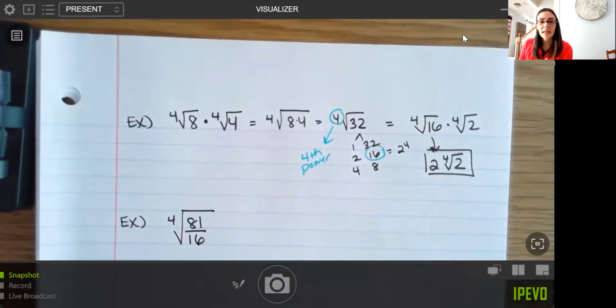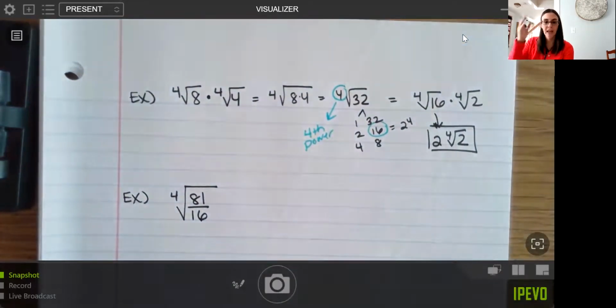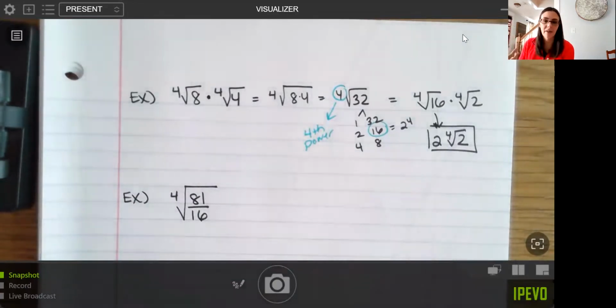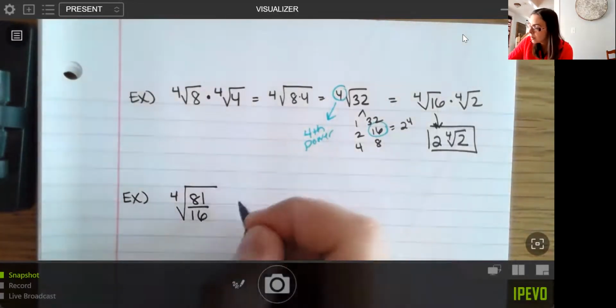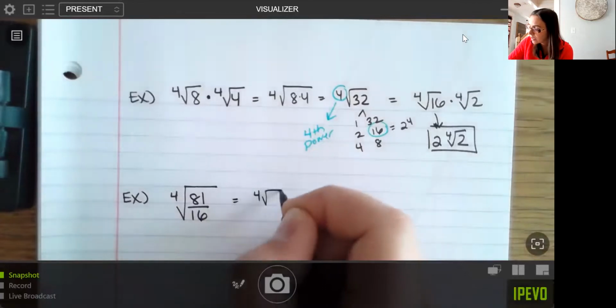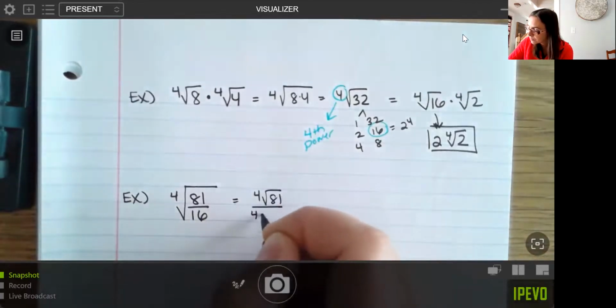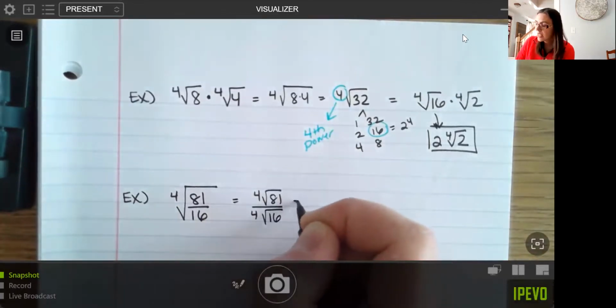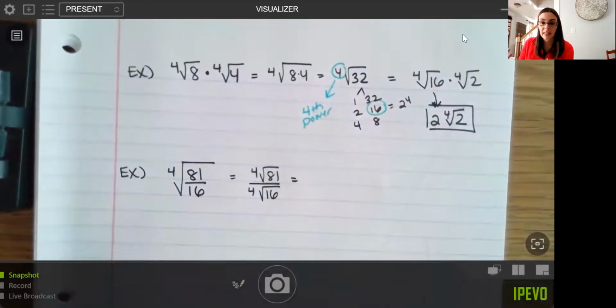Okay. Now for this one, I have the fourth root of 81 over 16. If I think about 81 and 16, I don't really see anything I can do there. So I would see, can I divide these? Can I simplify? There's not really anything going on. But what I could do is I could split this, right? So I could split my root. And actually, these now both come out perfectly even.